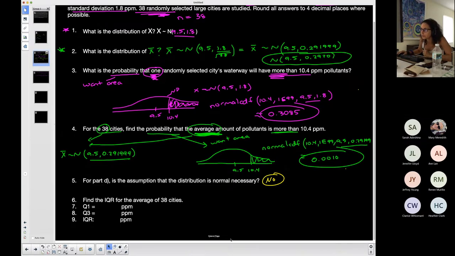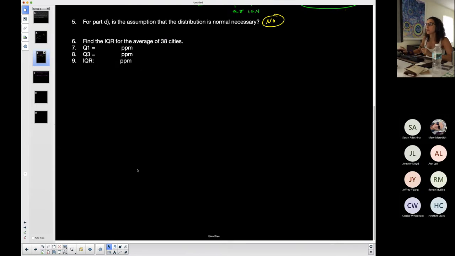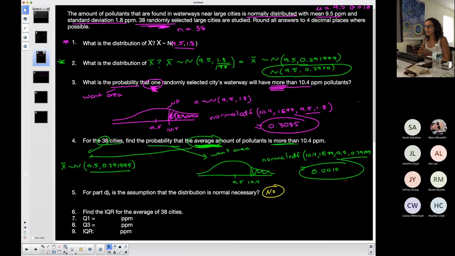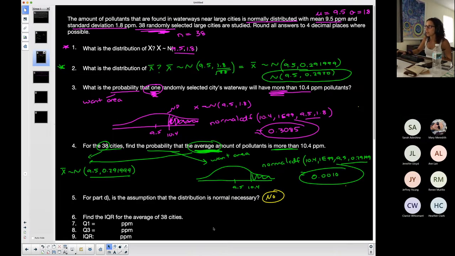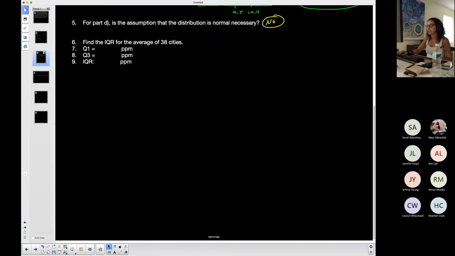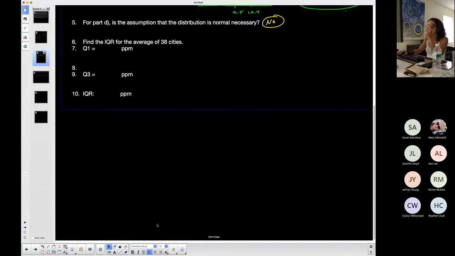Find the IQR. IQR is interquartile range, and interquartile range is basically Q3 minus Q1, which is why they asked me for Q1 and Q3, and then I can get the interquartile range from there, right? Give myself some space. I'll probably do them down here because I'll probably draw the curves.